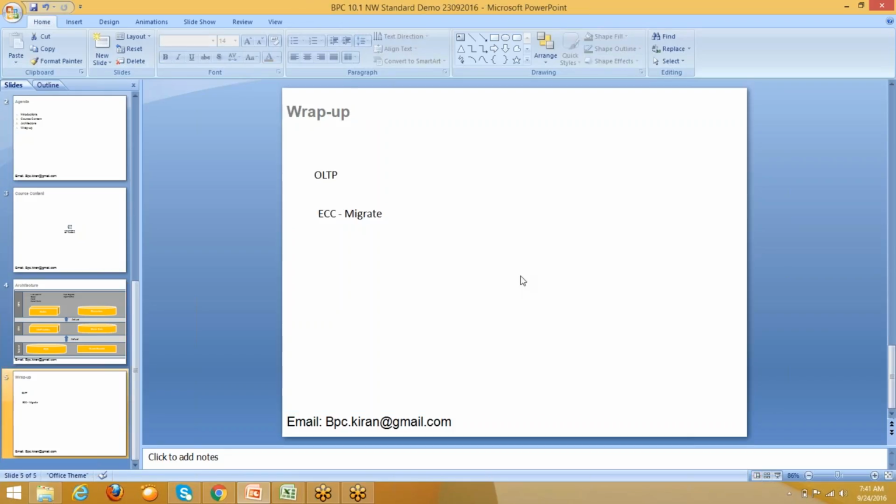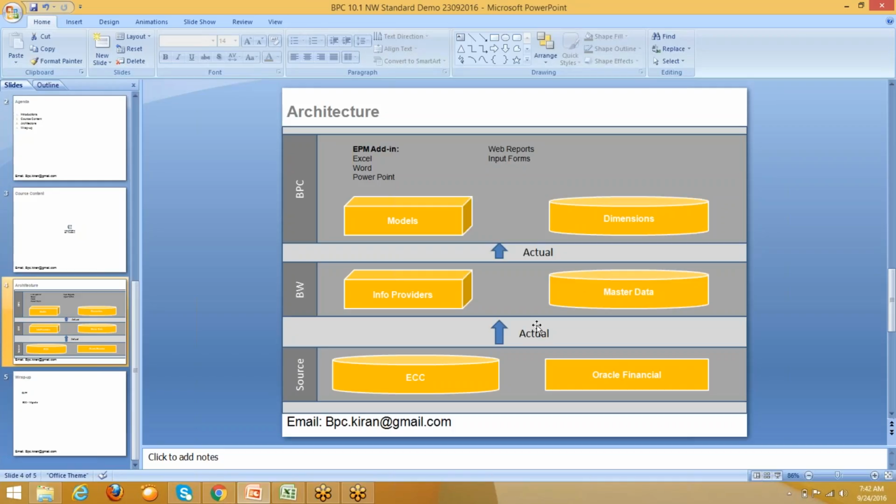Yeah. So it's not compulsory that they should have the ECC system in place for them. It's not compulsory. We can now just move the data directly from, say, Oracle Finance. Okay. BW. Yeah.